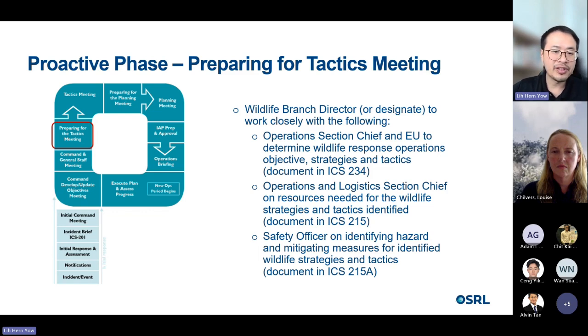And he also needs to work closely with the logistics section chief on the resources needed for the strategies and tactics identified. This is done through the ICS 215 form.